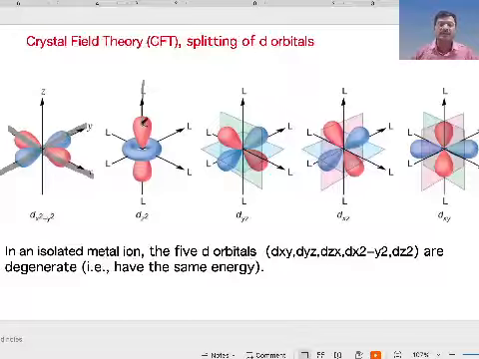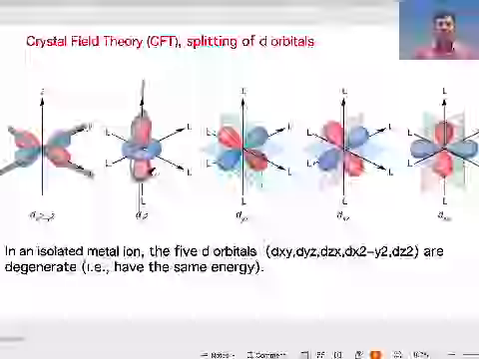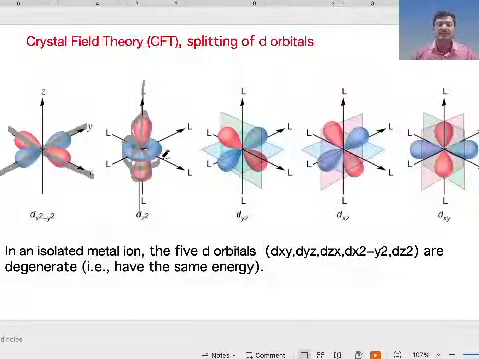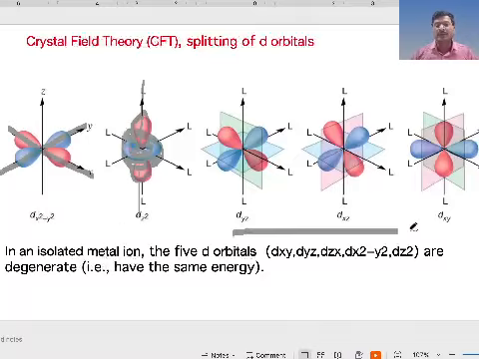Similarly, for z square, this is the z axis. One lobe is present on the axis, that is the z, and another one is present around the z axis. Like that, x square y square and z square orbitals are present on the axis. And when you come to xy, xz, yz orbitals, these lobes are present between the axis.